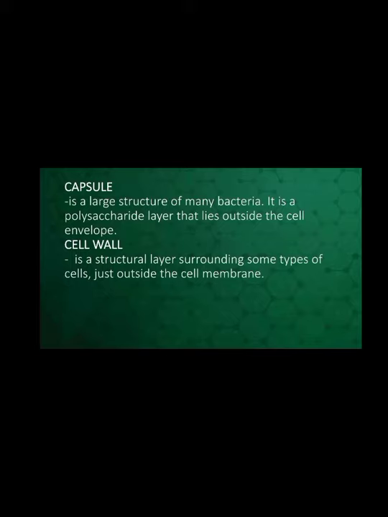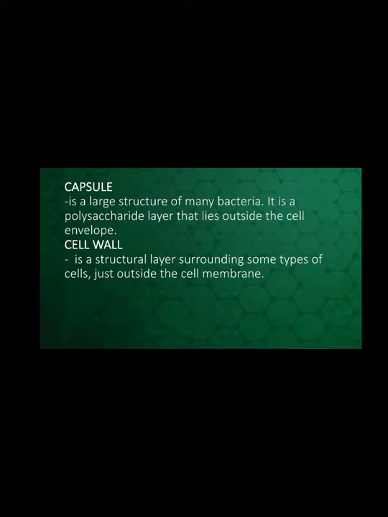So we have the capsule. It is a large structure of many bacteria. It is a polysaccharide layer that lies outside the cell envelope. The capsule can protect cells from engulfment by eukaryotic cells, such as macrophages. A capsule-specific antibody may be required for phagocytosis to occur. The capsule also contains water, which protects the bacteria against desiccation.